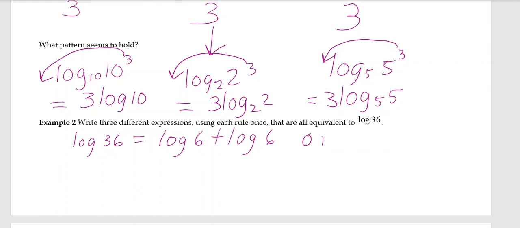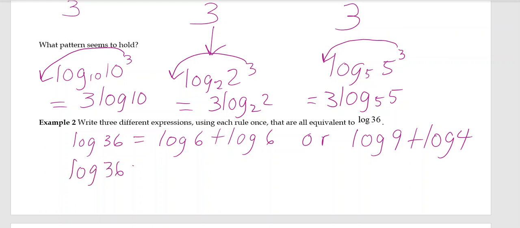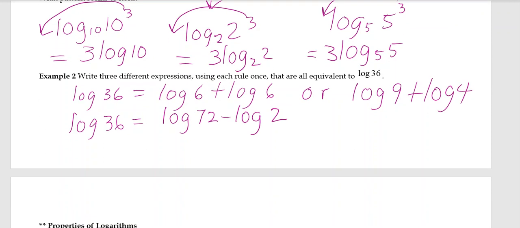Or, well, we don't have to pick 6 and 6. You could do the log of 9 plus the log of 4. Any 2 factors that multiply to give me 36. Okay, let's do a quotient now. Log 36, how about this? Equals the log of 72 minus the log of 2. That'll work, won't it?